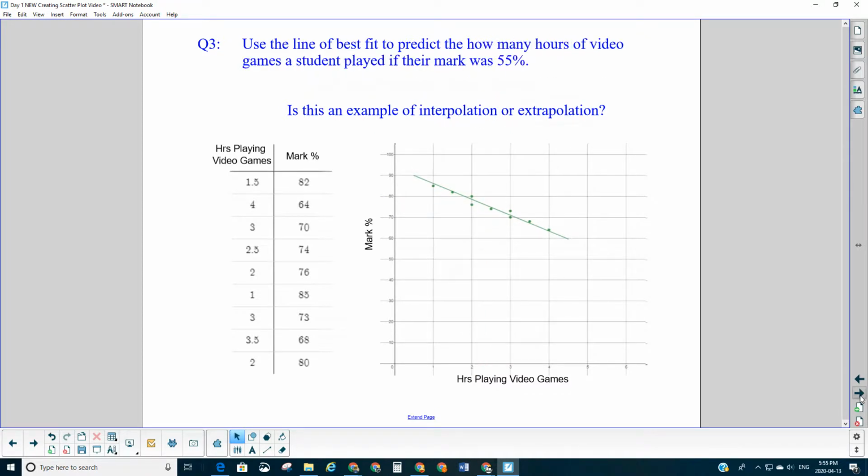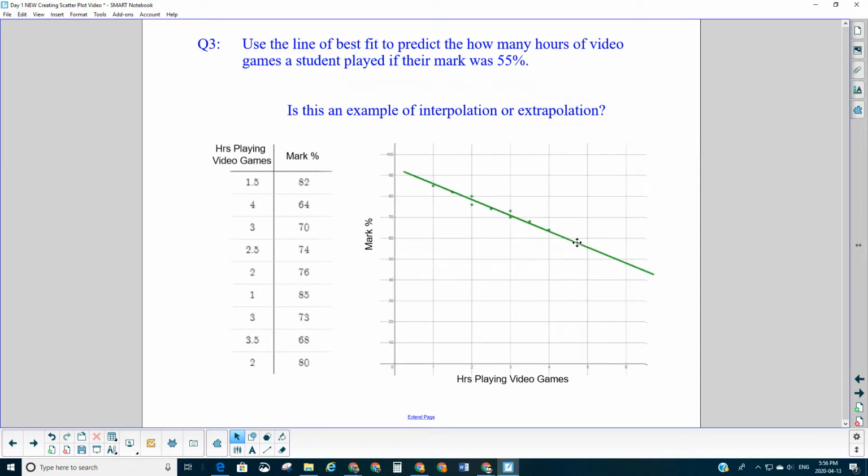Okay, so let's look at a second example. In the second example, I'm going to give you a percent, and I want you to decide and predict how many hours of video games this student played. So 55 is somewhere in here. And if you go across, you see that our line doesn't go that far. So even though my line of best fit was pretty good, it did go outside our data. We might need to extend it even further to get more information.